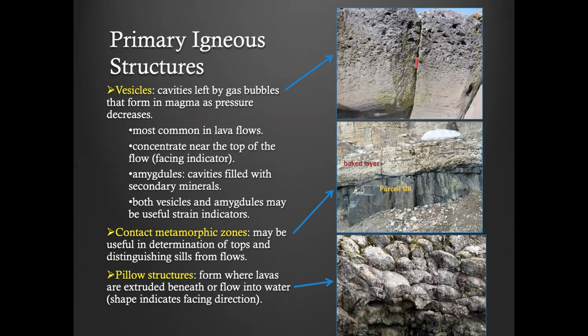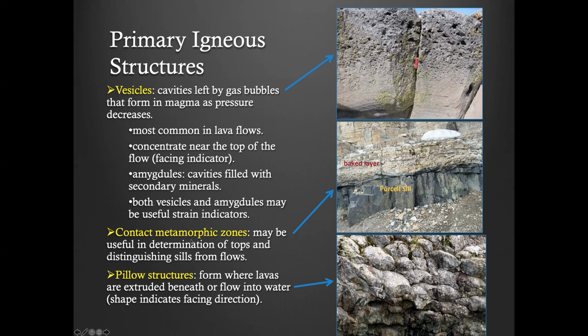Some igneous structures that help us with facing. The first one up here in the right-hand corner are vesicles. The vesicles are formed by gas bubbles. So as a basaltic flow, for example, in this case, starts to cool, the gas migrates upward. So the gas bubbles are always at the top and there is a lack of gas bubbles down at the bottom. So when you see the vesicle-rich area, you know which way is up.